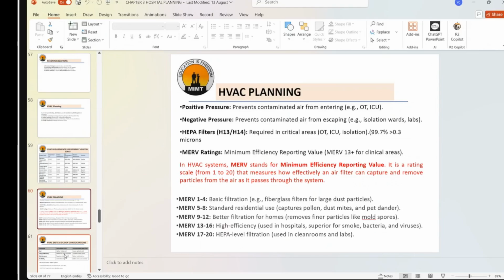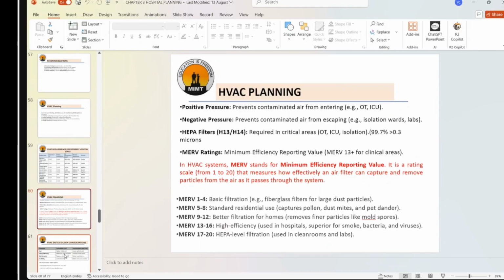that thing. Okay. And what is the HEPA filters that is required in the critical area, the OT, ICU, and the isolation? 99.7% more, 0.3 micron size वाले इनको ये filter करके निकाल देता है. That is a very important thing.